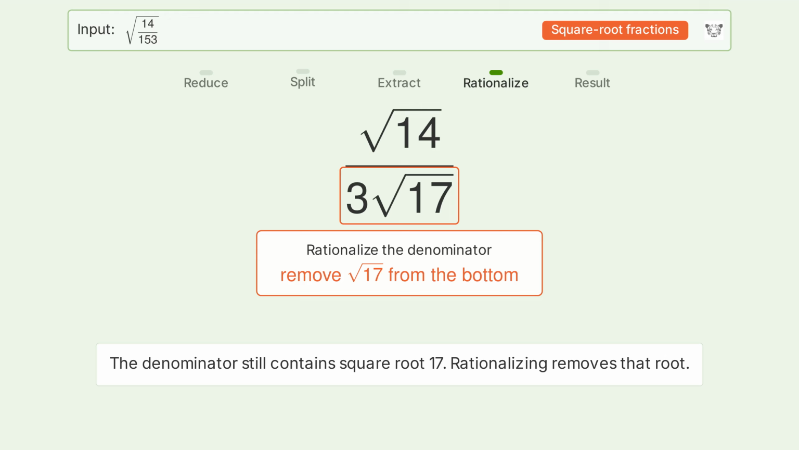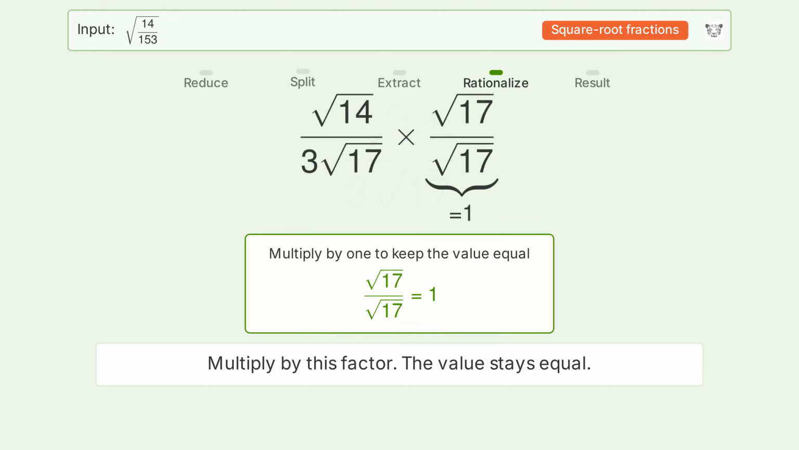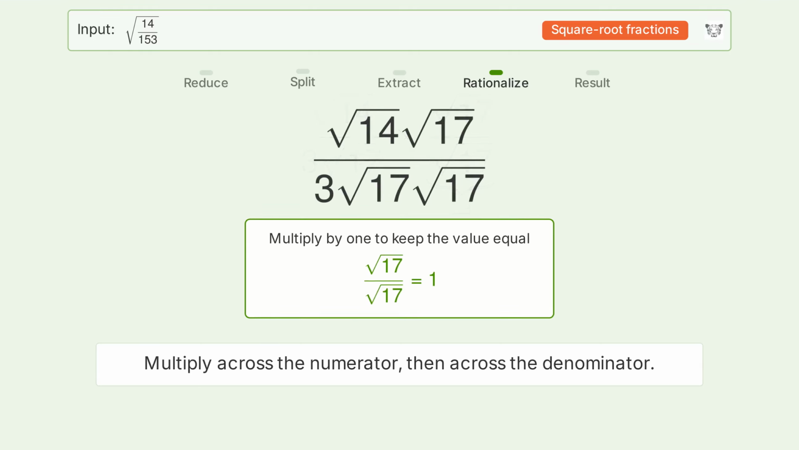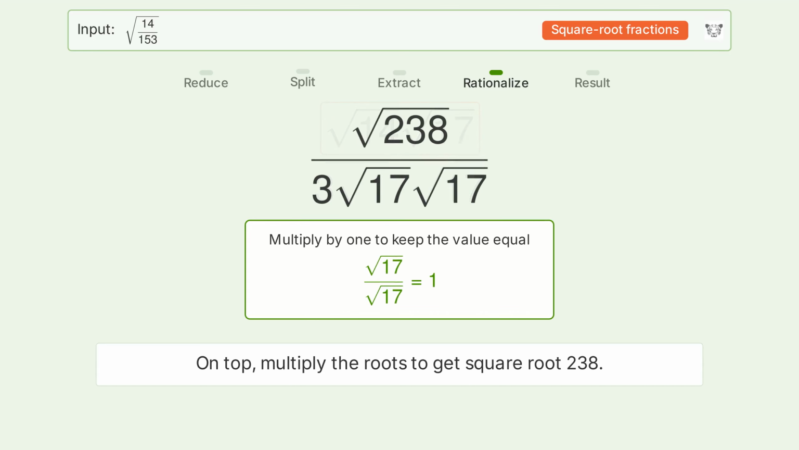Rationalizing removes that root. Square root 17 over itself equals 1. Multiply by this factor. The value stays equal. Multiply across the numerator, then across the denominator. On top, multiply the roots to get square root 238.